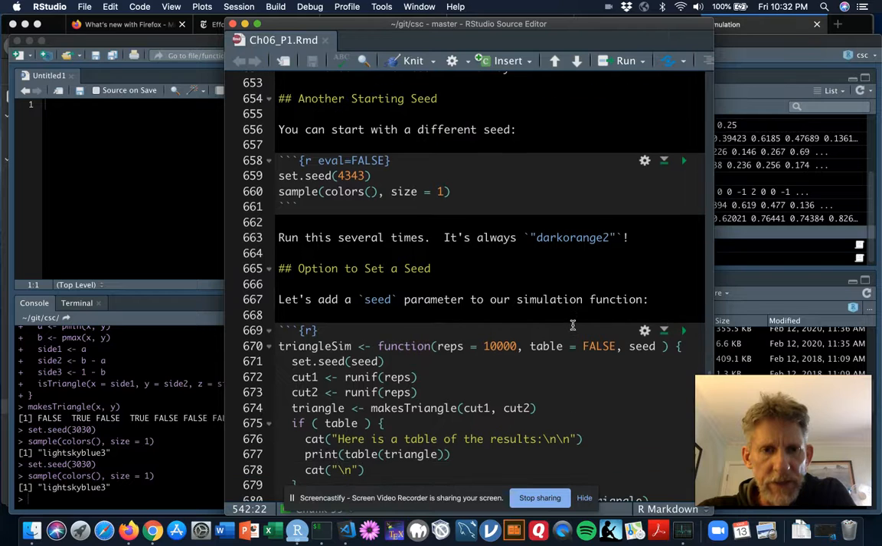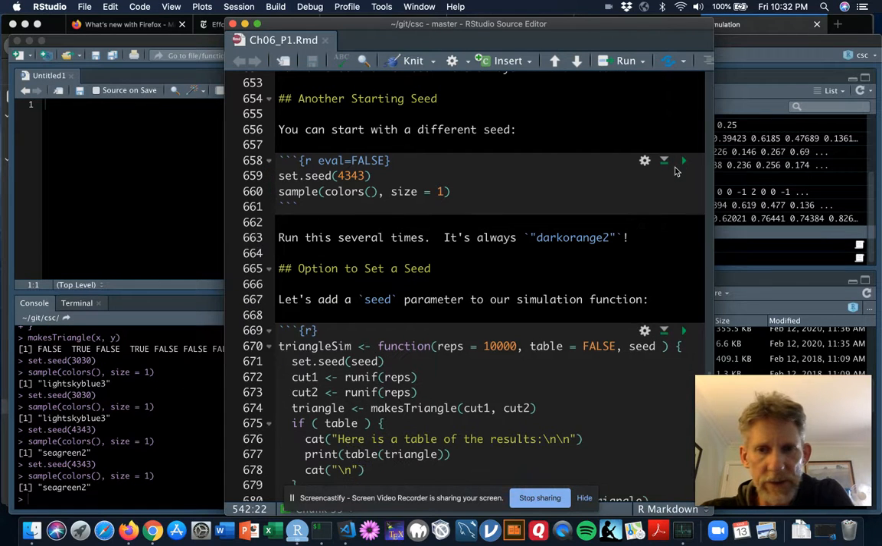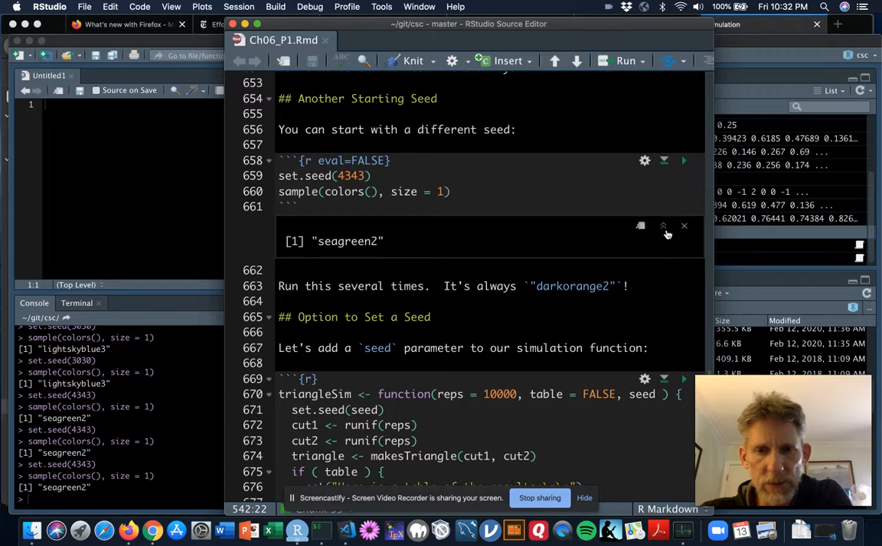But on the other hand, if you started out with a different seed, like if I set the seed to 4343 and sampled from colors, then I get this other random-looking result, but it really will be the same every time I give it a try. I just won't escape the sea green 2.